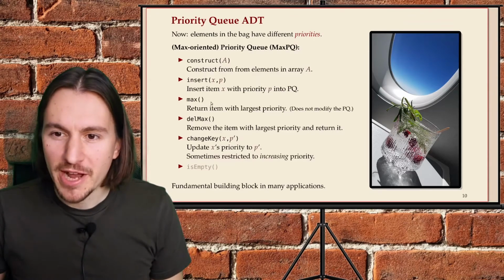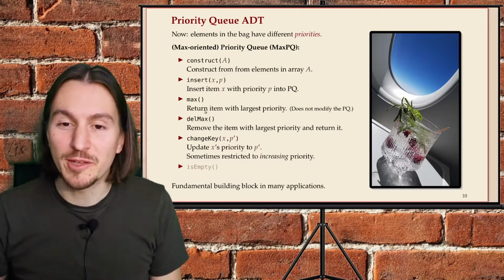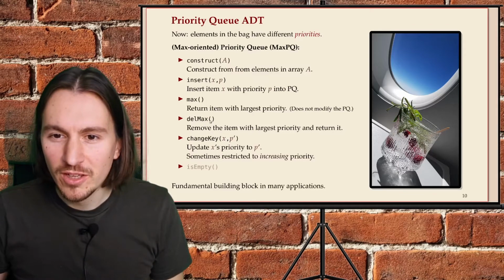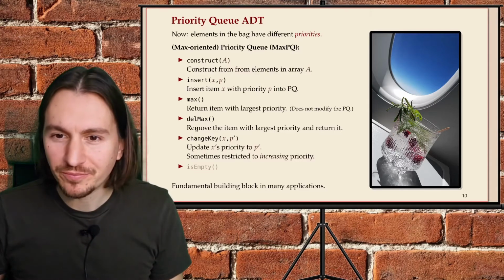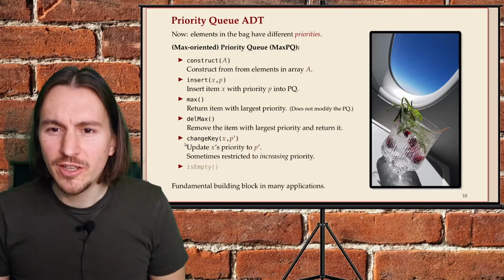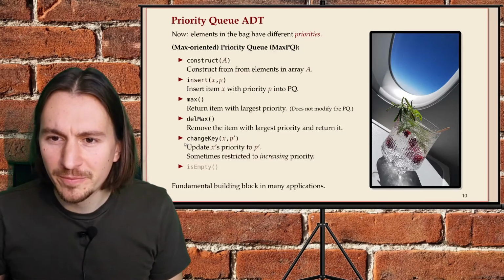Then there's an operation max, like top in the stack. That is just retrieving the item that would be deleted next. So that's the item with the largest priority. And you can delete the maximum, which removes it and also returns it. Sometimes you also need an operation to change a key or to delete an element with a pointer.